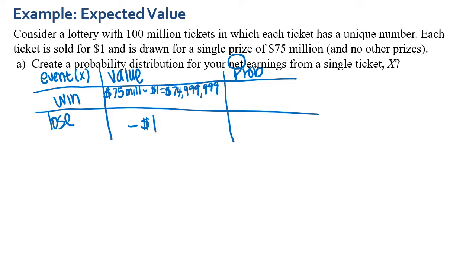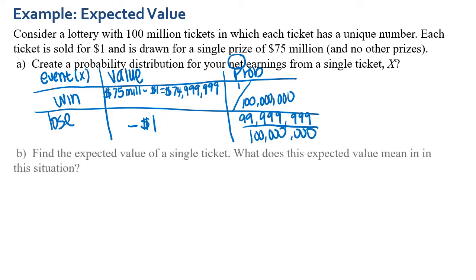The probability that I win is, well, my one ticket would have to be chosen out of 100 million tickets. The probability that I lose is that one of those other tickets gets chosen. So how many of those other tickets are there? There's 99,999,999 out of 100 million. So now that we have this probability distribution, we could figure out the expected net value of a single ticket.